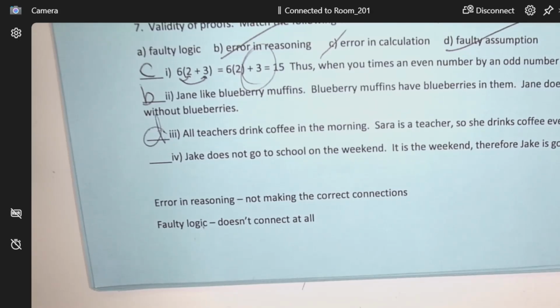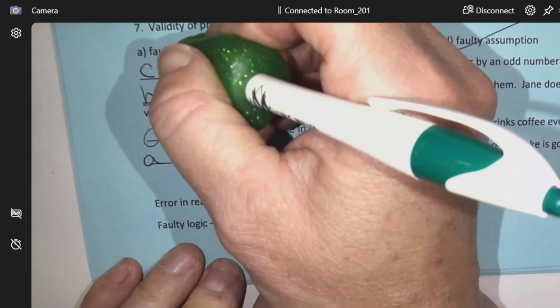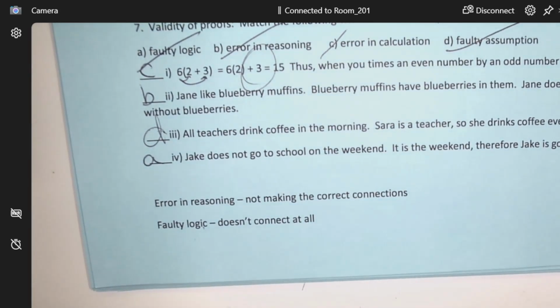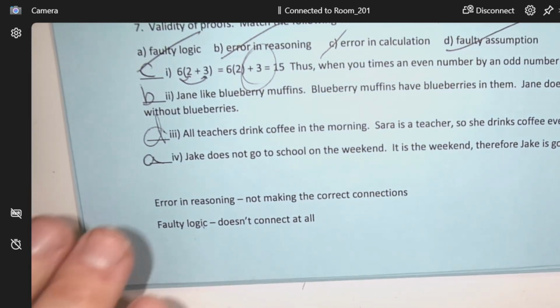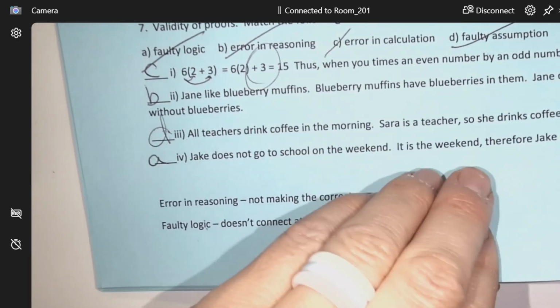Jake does not go to school on the weekend. It is the weekend, therefore Jake is going to go play soccer. So that is a faulty logic. There was never anything about soccer in the original, so you can't conclude anything about soccer. No connection.